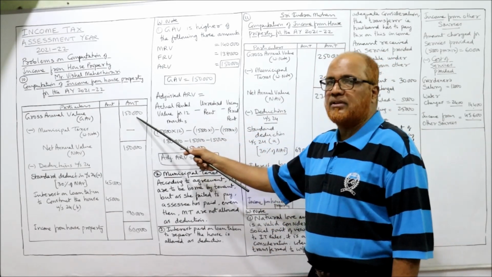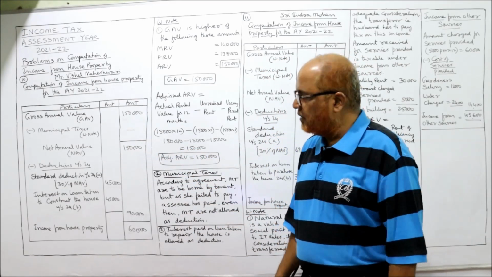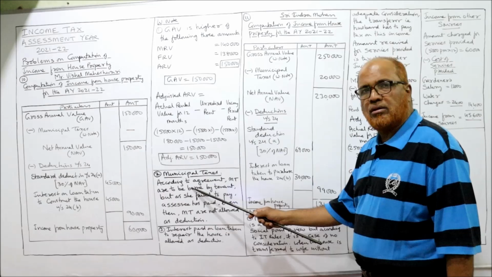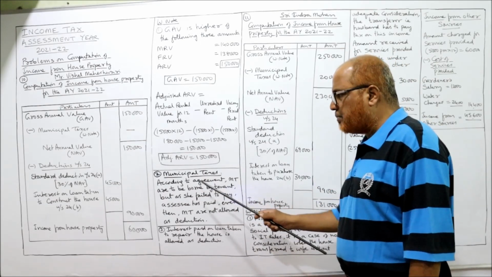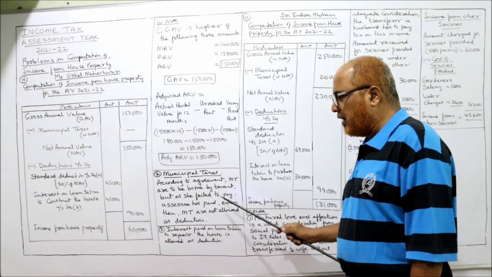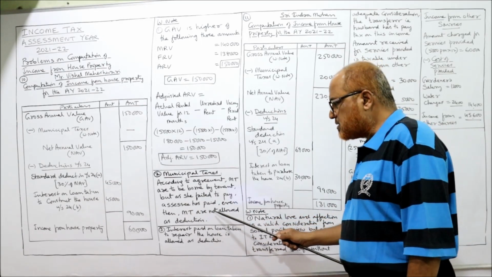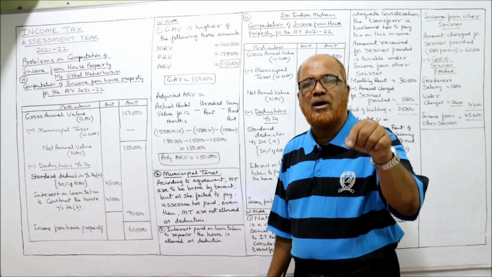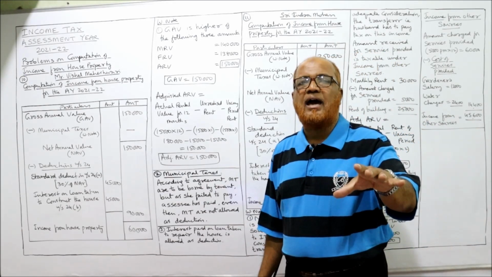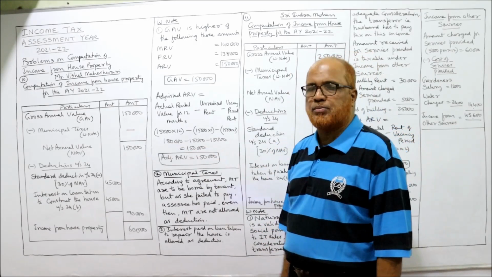So we got 1,50,000. Now municipal taxes: dash, not allowed. Here I have given the explanation. According to the agreement, municipal taxes are to be borne by the tenant. But as she failed to pay, SSC has paid. Even then, municipal taxes are not allowed as deduction because as per the agreement, the tenant has to pay. That's it. So no deduction for municipal tax.